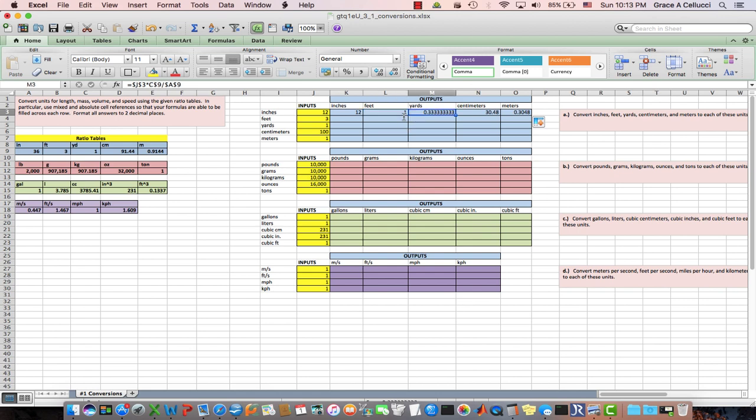And then for yards, we multiplied 12 times 1, so that's 12, divided by 36, and so that's going to be a third. And then for centimeters, we said take the 12 and multiply it by 91.44 and divide that by 36. And then for meters, our multiplication factor in that case was 0.9144.